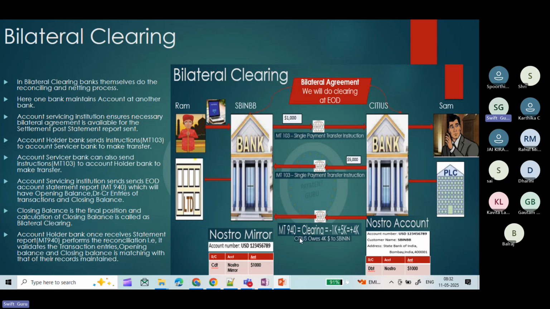State Bank of India will consume this 940 account statement report and validate it against the internal account posting. If it matches, then the bilateral clearing is completed. Basically, a clear reconciliation is completed with no issue whatsoever. Only if there is an issue will a dispute be raised with the respective point of contact at the banks and the operations side. So this is a bilateral clearing wherein they have their respective accounts funded.